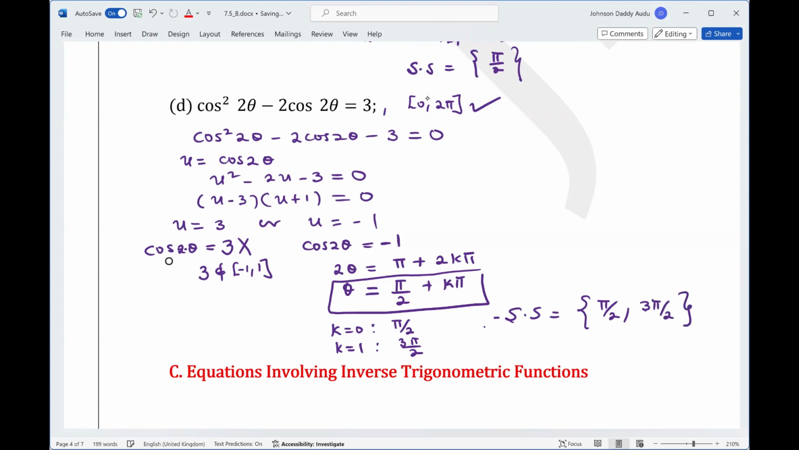All right, so that is the end for this video. We will look at another section, which is solving trigonometric equations involving inverse trigonometric functions.